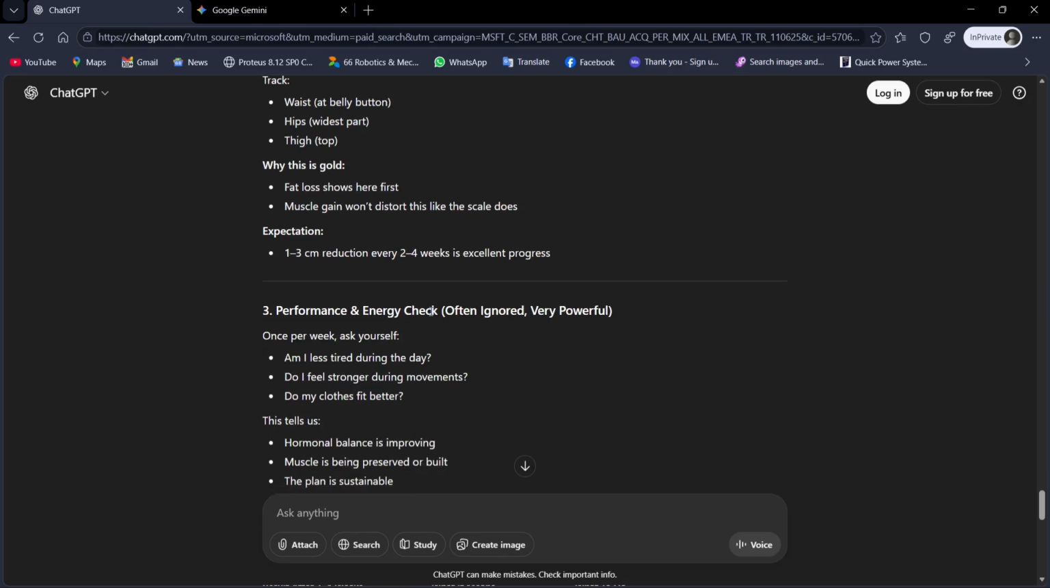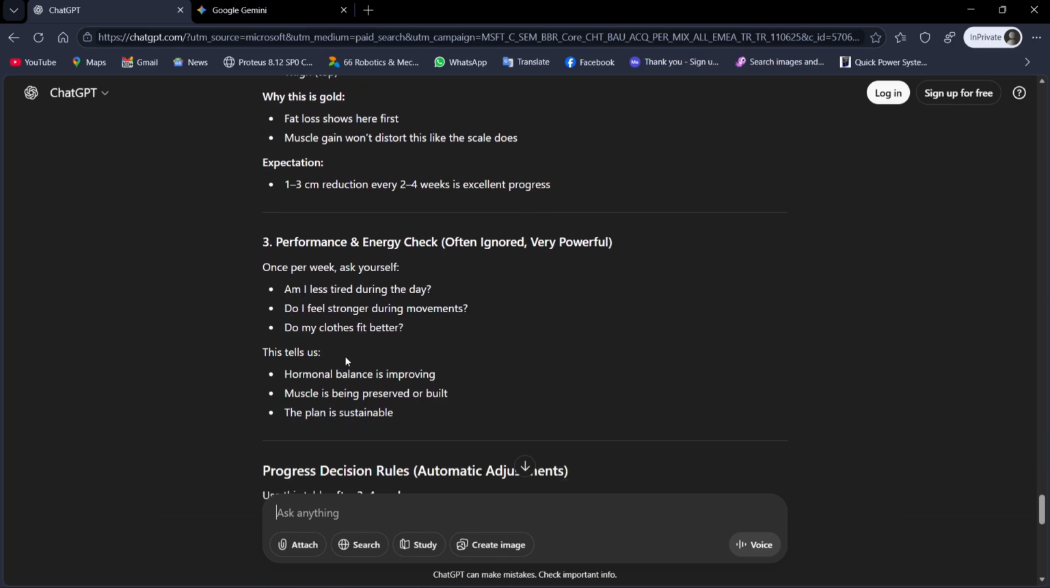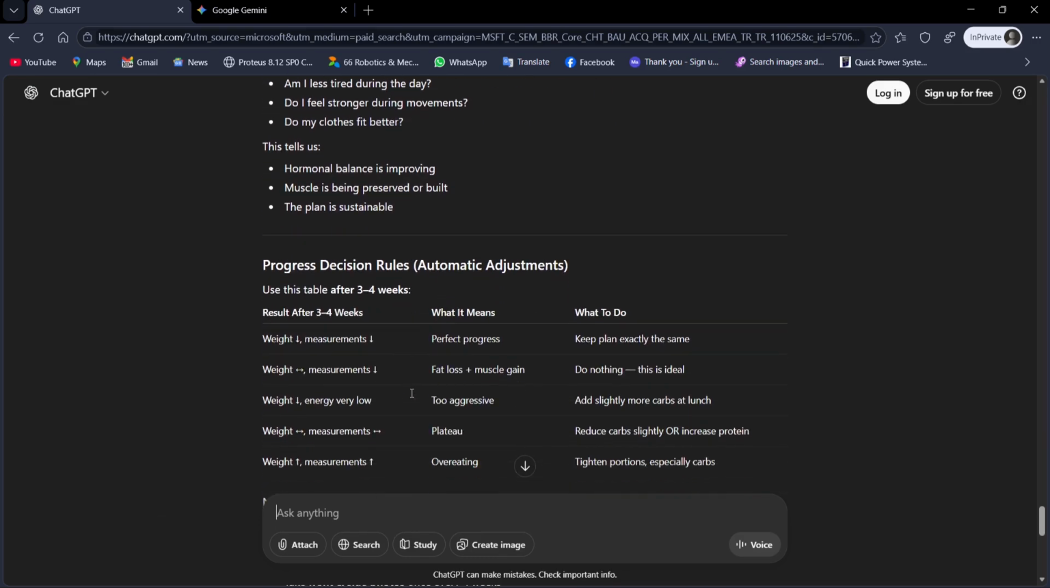And then the performance and energy check. Often ignored, but very powerful. Once a week, ask yourself: am I less tired during the day? Do I feel stronger during movements? Do my clothes fit better? Then this tells us hormonal balance is improving, muscle is being preserved or built, and the plan is sustainable.